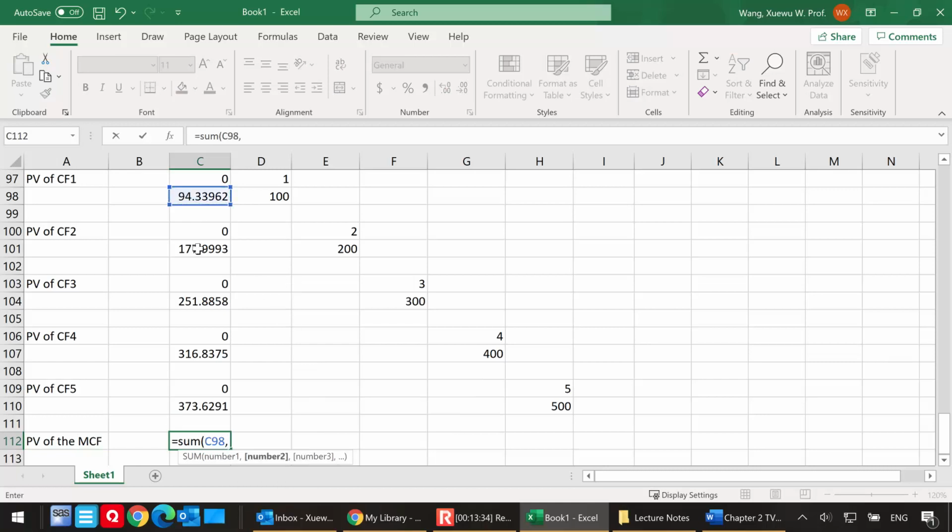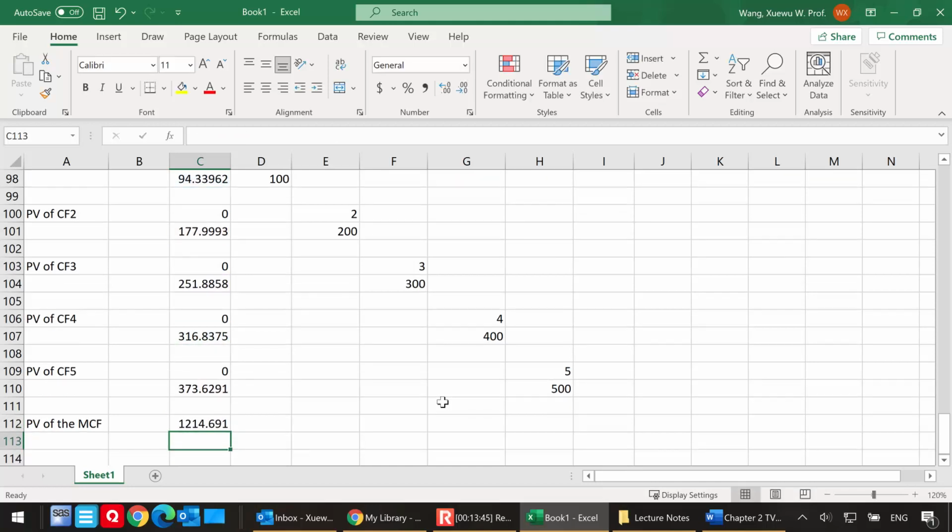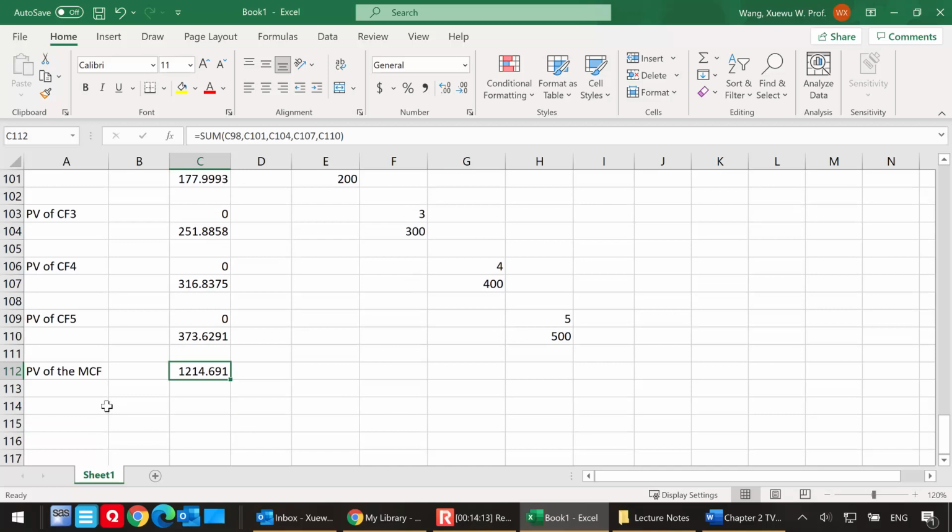So that's the first one here, the second one here, the third, the fourth, and the fifth. I'm using the summation function to add them up. So this is the present value of the multiple cash flow structure. And so your conclusion is very obvious. It is not wise to pay $1,500 for this because in return, you only get $1,214.69 in present value terms. So if you pay $1,500, you are overpaying about $300. This is a negative NPV project, a negative NPV investment.